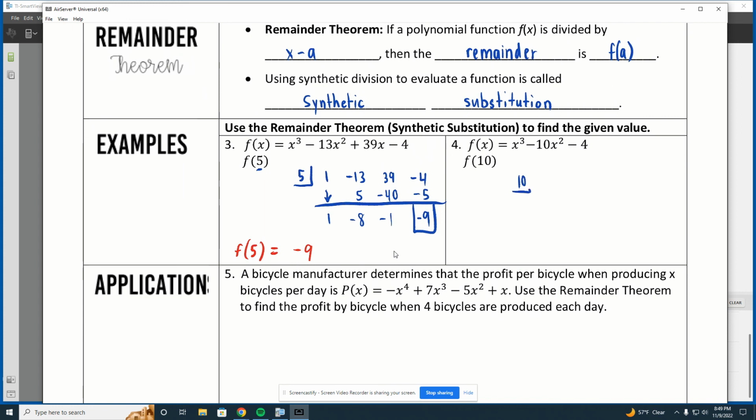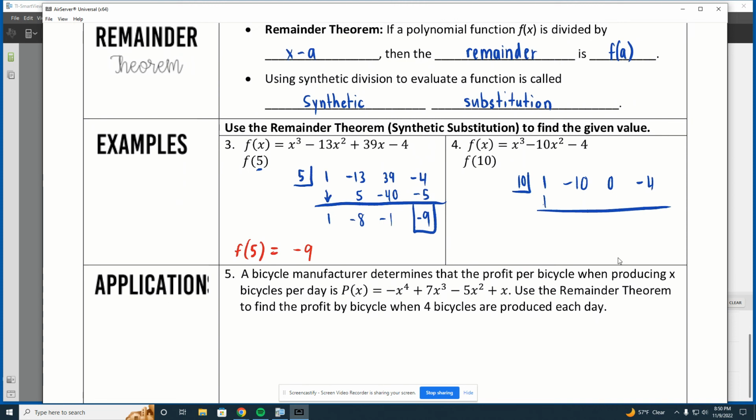10 goes in the box. We're doing f of a, f of 10. Here's my x cubed coefficient, 1. Work your way down. X squared coefficient, negative 10. Work your way down. What's my x coefficient? Not there, 0. All the way down past x to my constant, which I have negative 4. So there it is. Make sure you understand, if I'm missing a term, you got to put 0. Got to put it in its place.